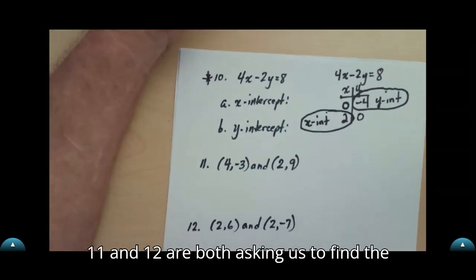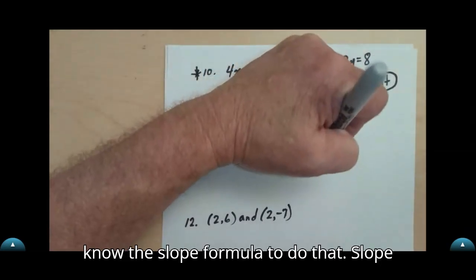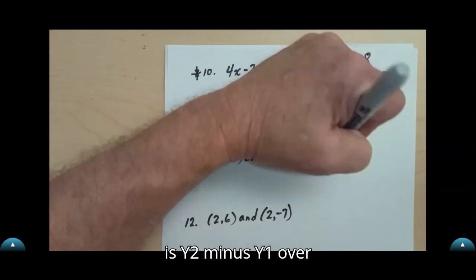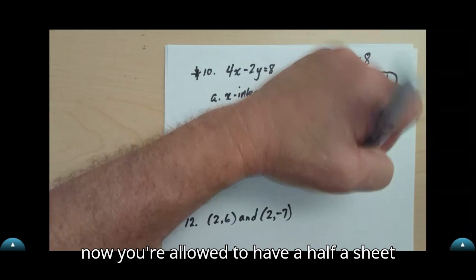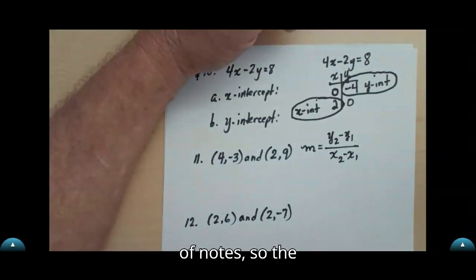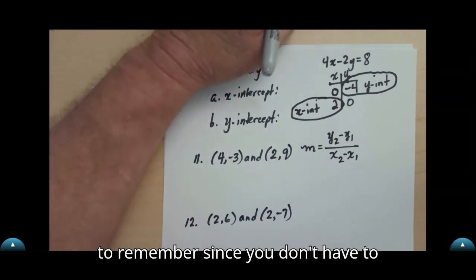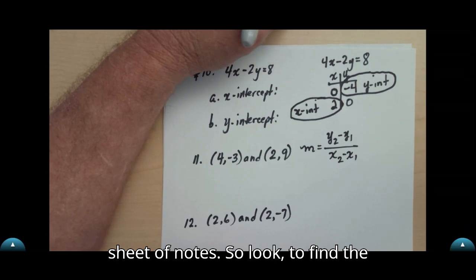Problems 11 and 12 are both asking us to find the slope of a line. So obviously you got to know the slope formula to do that. Slope is y2 minus y1 over x2 minus x1. And now you're allowed to have a half a sheet of notes. So the formula shouldn't be any problem for you, since you don't have to remember it if you remember your half sheet of notes.